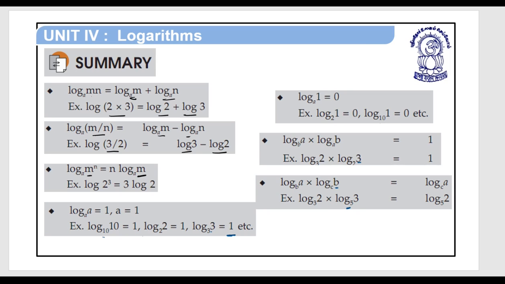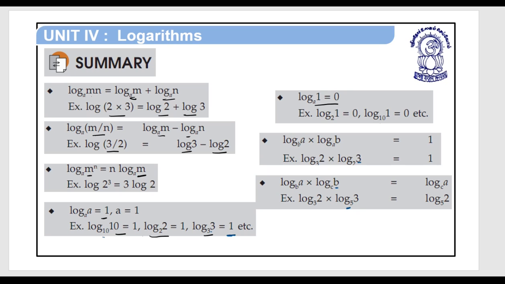Log a to the base a is equal to 1. Log 10 to the base 10 is equal to 1. In the same way, log 2 to the base 2 is equal to 1, and log 3 to the base 3 is equal to 1. Log 1 is equal to 0.